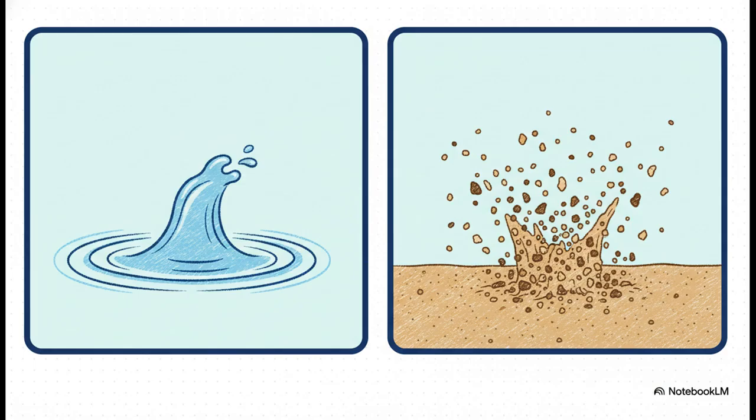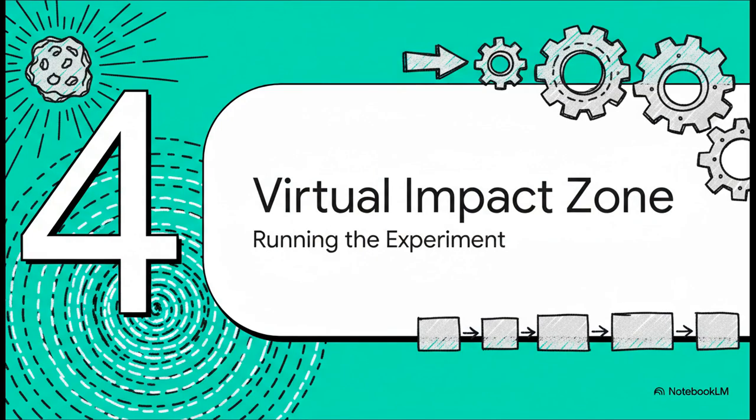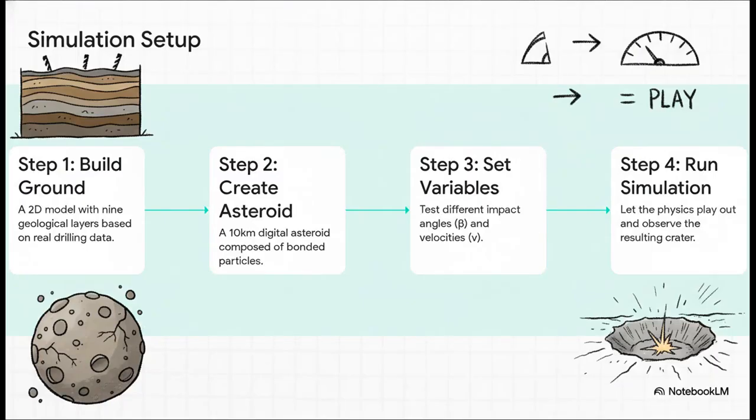So the big question the researchers wanted to answer was, which one of these models gets us closer to the real Chicxulub crater? To find that out, they had to build their own virtual impact zone and just run the experiment. So let's take a look at how they set the whole thing up. Okay, so first, they digitally built the ground itself, and they used real-world drilling data from the crater to create 9 distinct geological layers. Pretty cool. Then, they built their 10-kilometer digital asteroid out of bonded particles. They plugged in their variables, and then they just hit play and let the laws of physics do the rest.